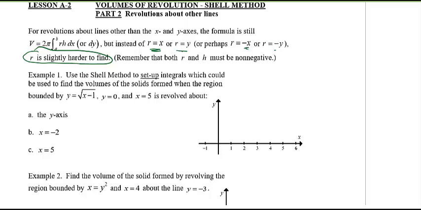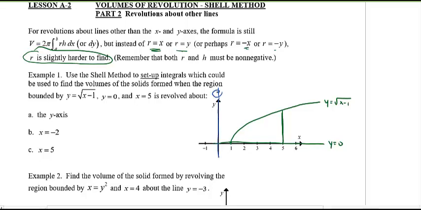Okay. So I want you to use the shell method this time just to set up the integrals, which can be used to find volumes of solids formed when the region bounded by the curve y equals root x minus 1, lovely, yes, the square root function, the line y equals 0, oh yes, the x-axis, and the line x equals 5, so that's right here, is revolved around the following. Now, if I revolve it around the y-axis, that's part A.